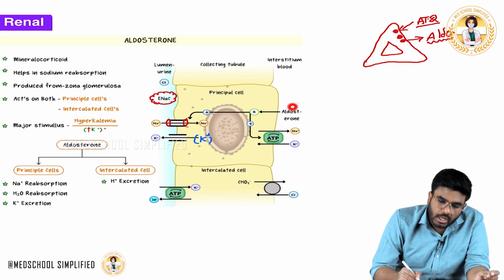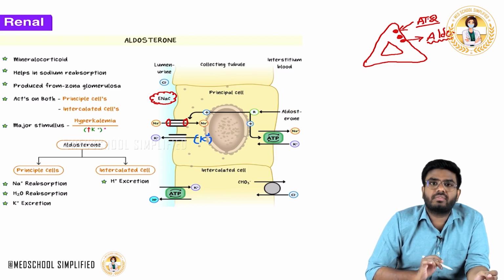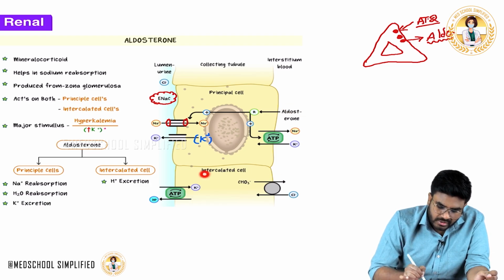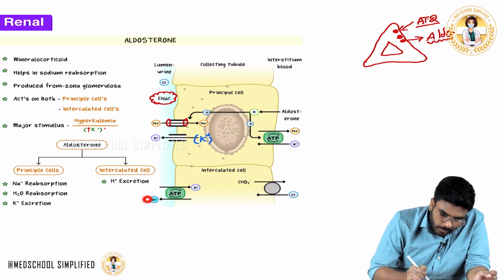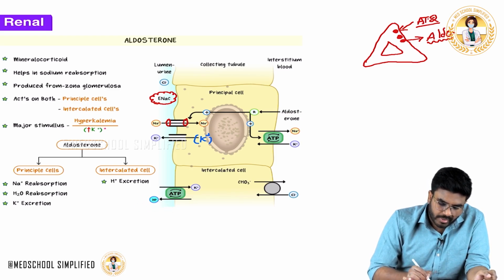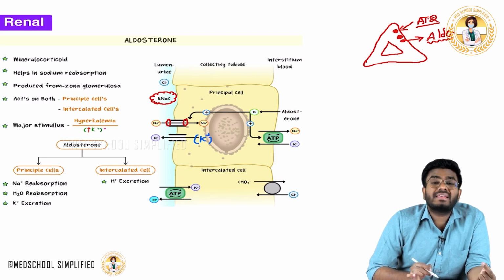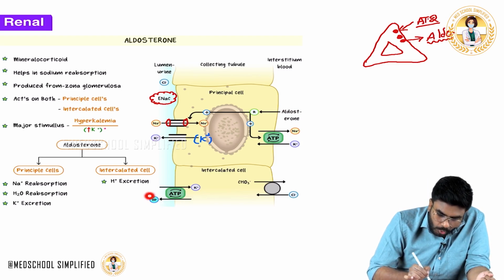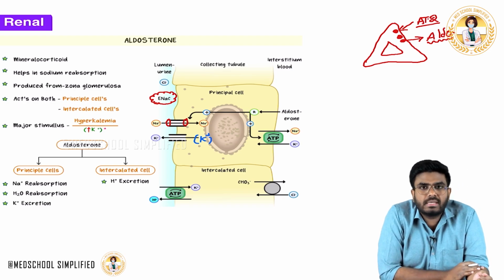Now when aldosterone acts on the intercalated cells, what will happen? They will throw out the protons. See, protons are being pumped into the urine with the help of ATP. So aldosterone helps in sodium reabsorption, potassium secretion, as well as proton secretion.